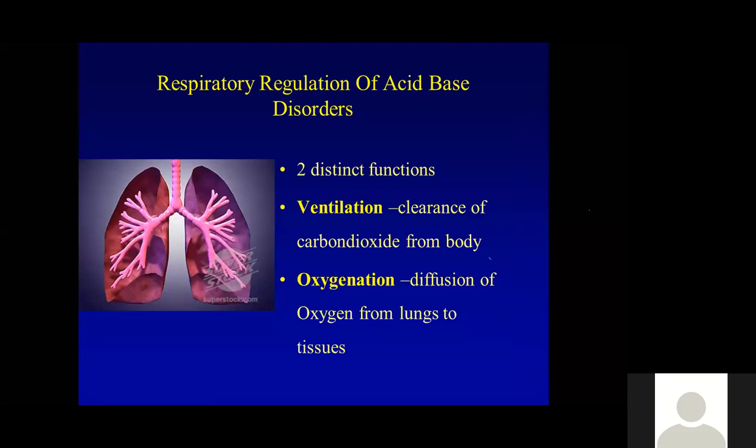Now, as I mentioned, the respiratory system is the major regulator of the acid-base disorder. There are two important functions of the respiratory system. One is ventilation, second is oxygenation. What do you mean by ventilation? You're going to clear the carbon dioxide from the body. What is oxygenation? It is the diffusion of oxygen from the lungs into the tissues. So this is the major mechanism, as mentioned in my first slide, that the respiratory system mainly monitors the carbon dioxide.